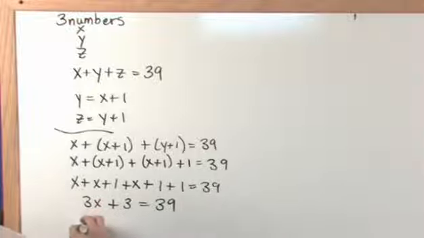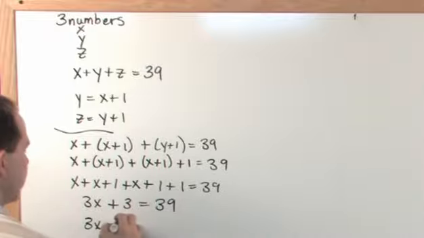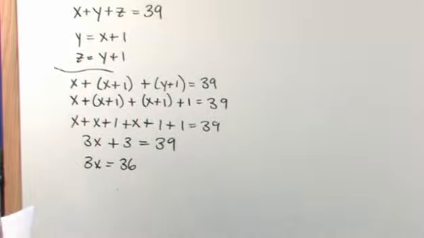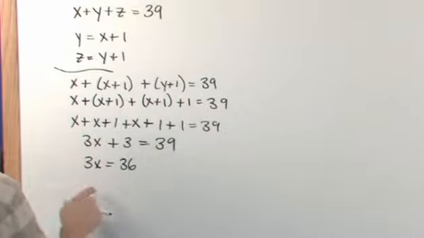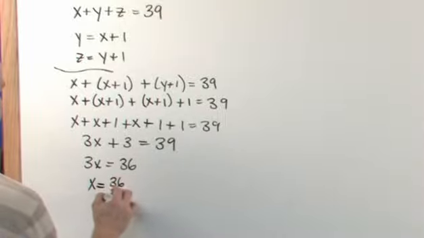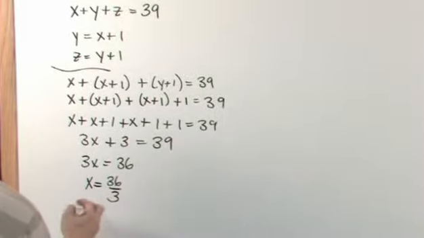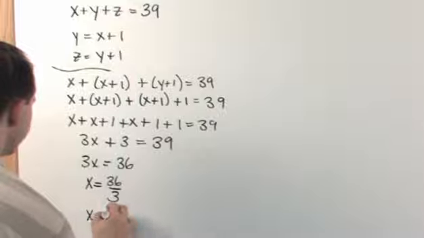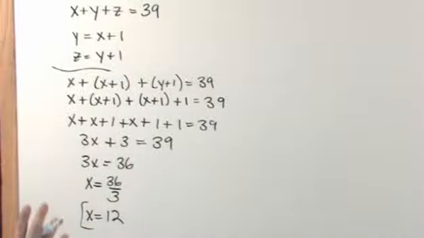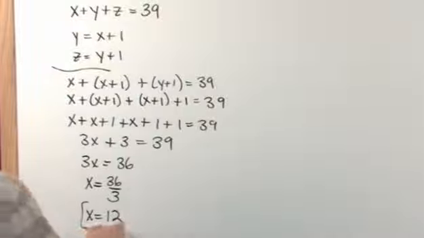Solving for x, 3x is equal to, and we're going to subtract 3 from both sides, 39 minus 3 gives you 36. All we did was subtract 3 from both sides. Now we're going to divide by 3. So x is going to be equal to 36 divided by 3, which is 12. Now we're halfway home, because we already solved one of the equations.